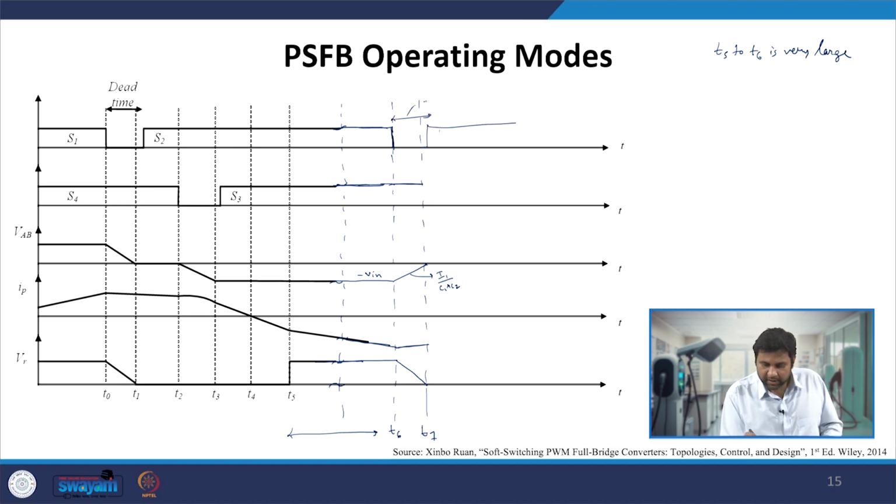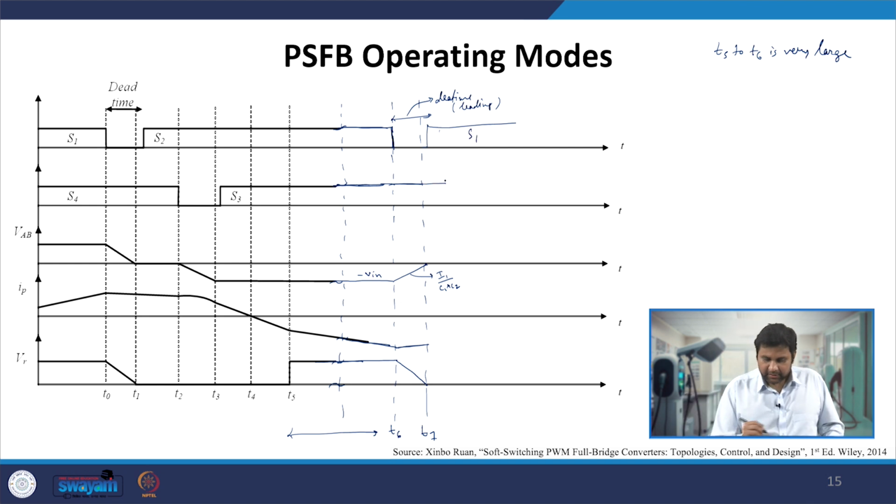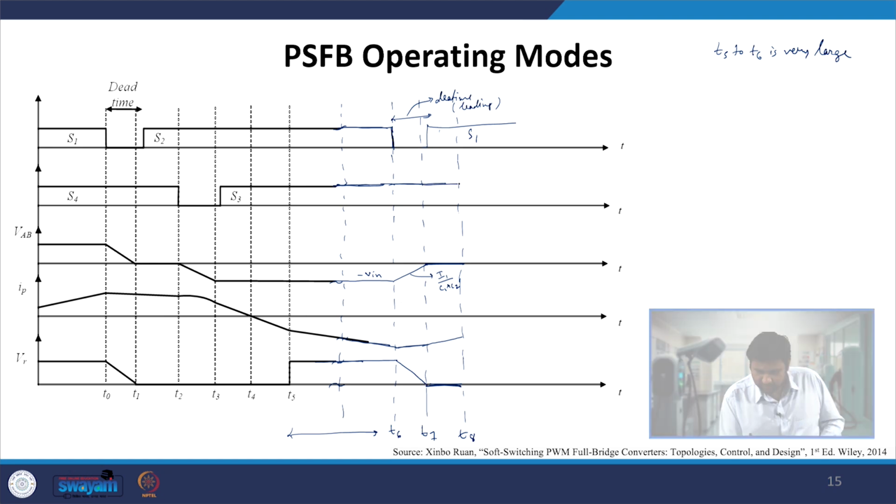So this is nothing but that time of the leading leg, and after this my S1 is on. Now the S3 is still on, and what you will see is that my VAB is 0 during this period. During this period the current is still going in this direction, let's say to this point, which is T8, and VR is still 0 here. Since my VAB is 0, this is still 0.